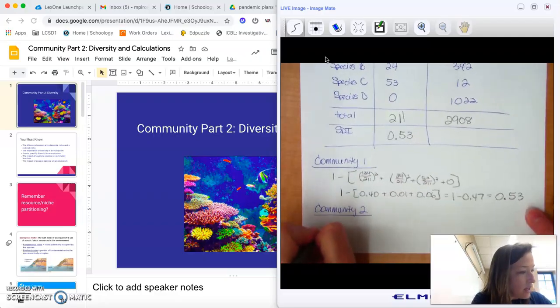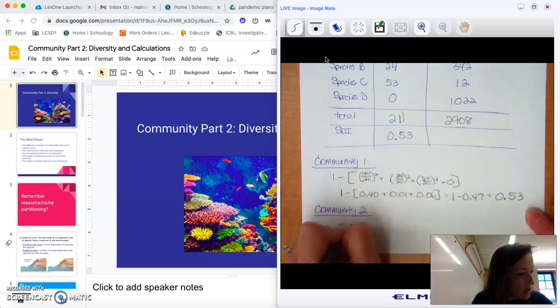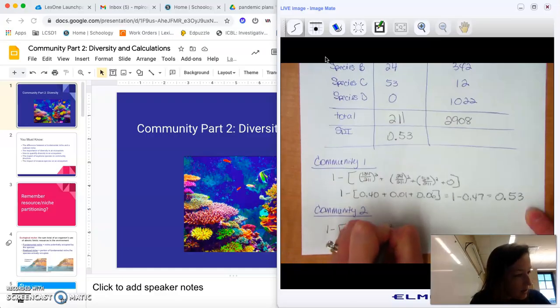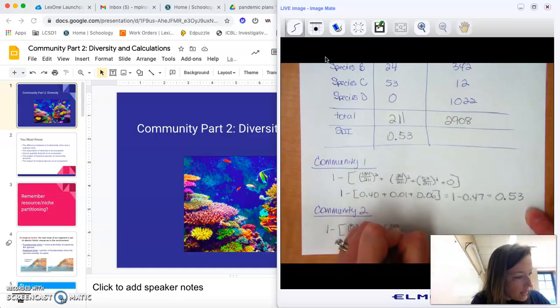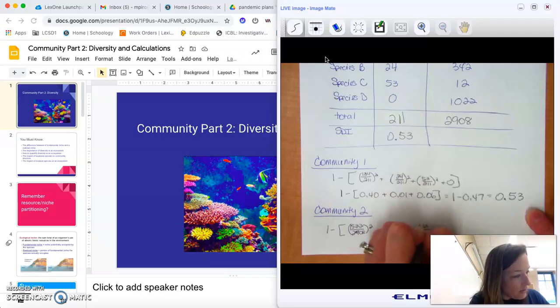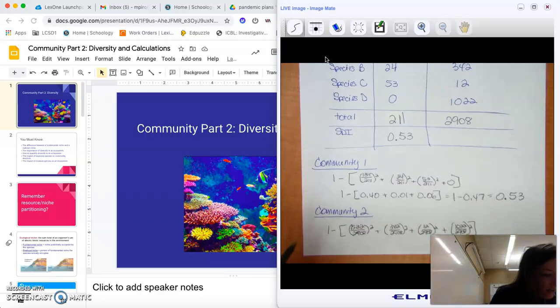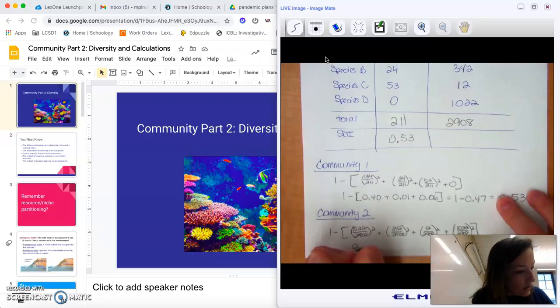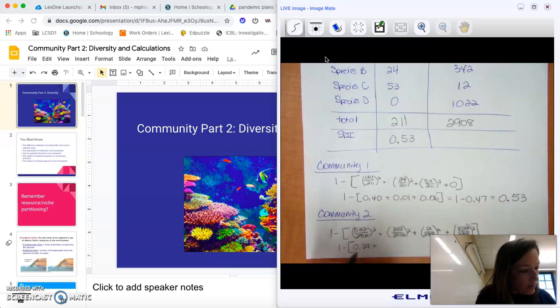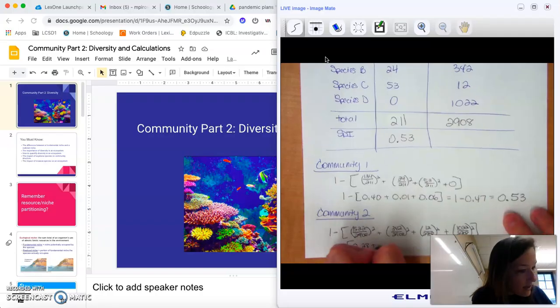Okay, for the second one, 1 minus 1532 over 2908 squared plus 342 over 2908 squared plus 12 over 2908 squared, that's probably not going to be a very big number, plus 1022 over 2908 squared. Okay, so 1532 divided by 2908 squared is 0.28 plus 342 divided by 2908 squared is 0.01.